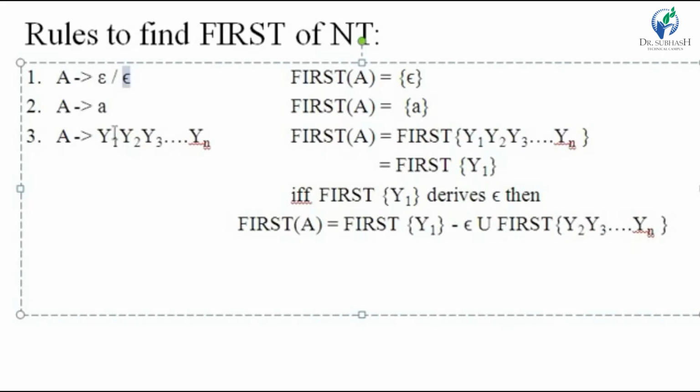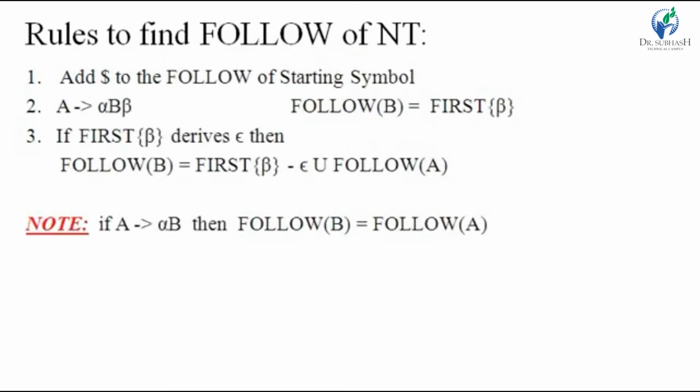It means first you have to find first of the first non-terminal. If this non-terminal derives epsilon, then subtract epsilon and union the rest of the non-terminals. This process is repeated until you find no epsilon. Next, rules to find follow of a non-terminal. First, add the $ sign to the follow of the starting symbol.